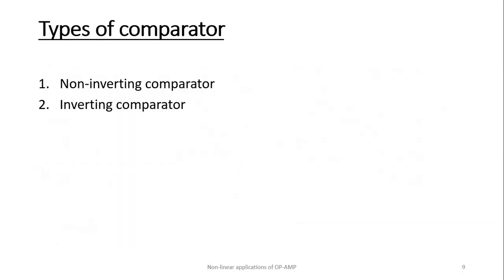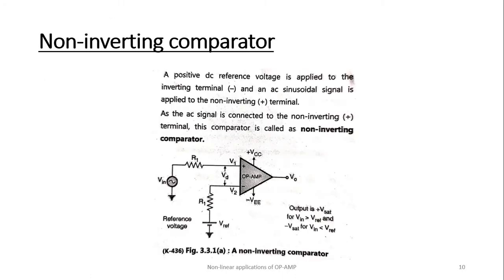Now next is the types of comparator. Depending on which input terminal receives the signal input, comparators are classified into two categories. They are the non-inverting comparator and the inverting comparator. Now we discuss the first type, the non-inverting comparator.